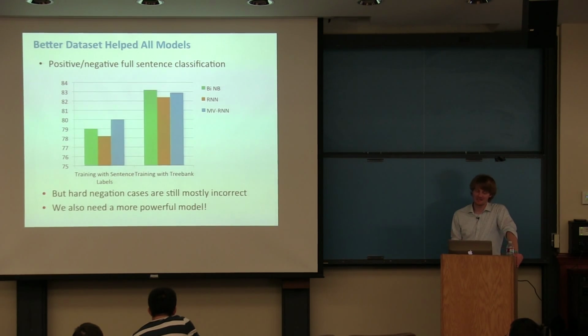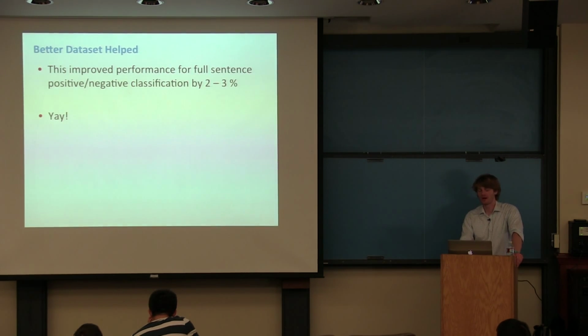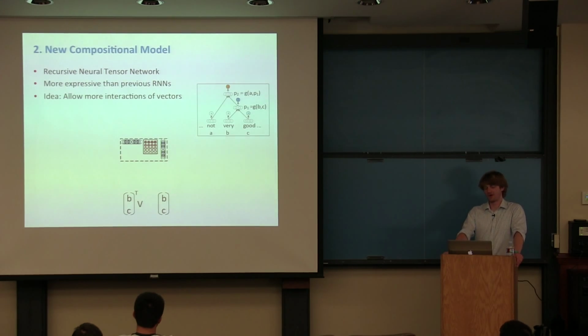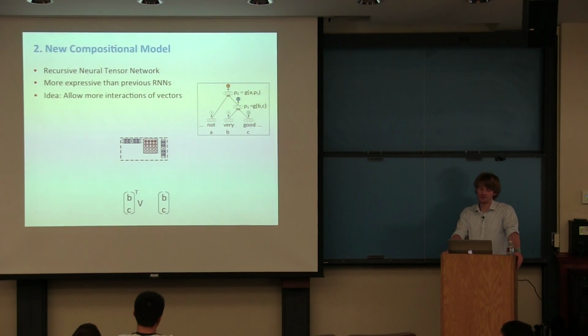However, when we analyzed the resulting models, we found that the hard negation cases, such as the stealing Harvard example, were still almost all incorrect. So we figured we needed a more powerful model, since 2 or 3% wasn't enough. This led us to the following interesting recursive neural tensor network, which is much more expressive than the previous RNNs, including the MVRNN. In fact, it outperforms the MVRNN.